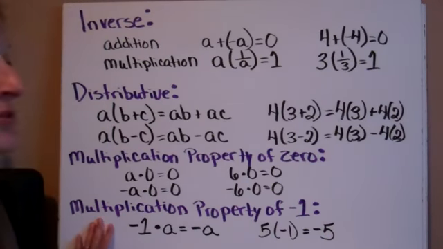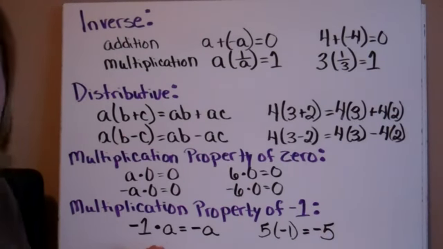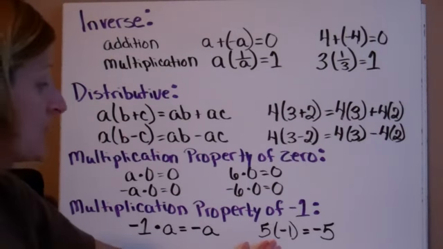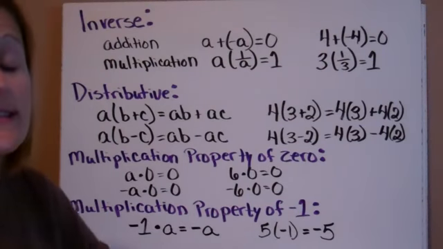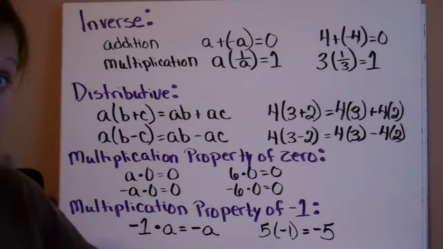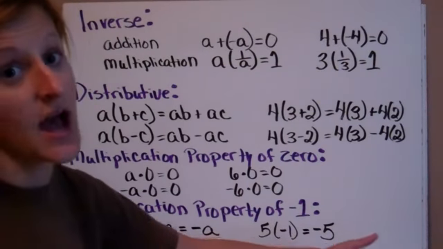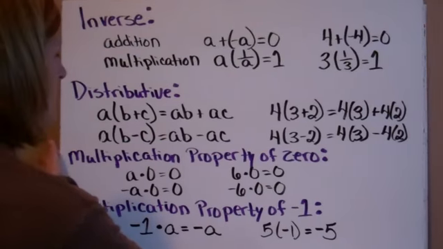The last one is the multiplication property of negative 1. Basically, we do negative 1 times A, and you're going to get the opposite of A. So if I do 5 times negative 1, I'm going to get negative 5. Let's say I do negative 6 times negative 1. I get the opposite of A. A was negative 6. Opposite of that is going to be 6.